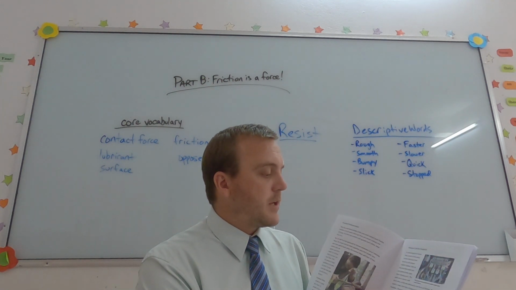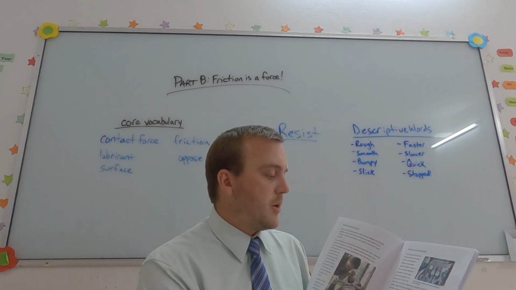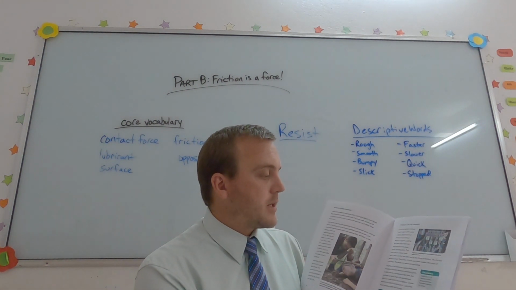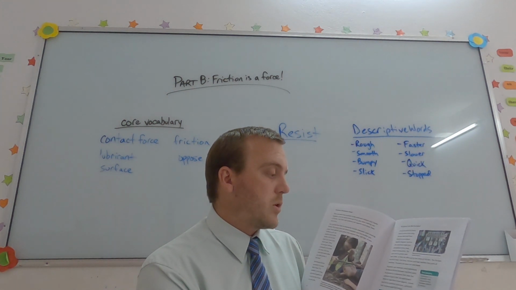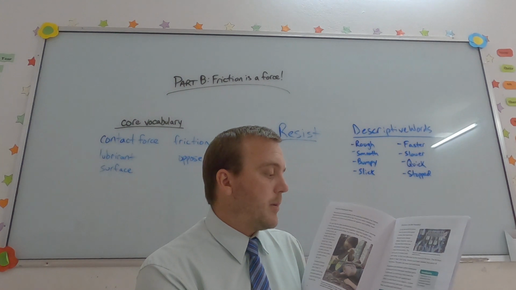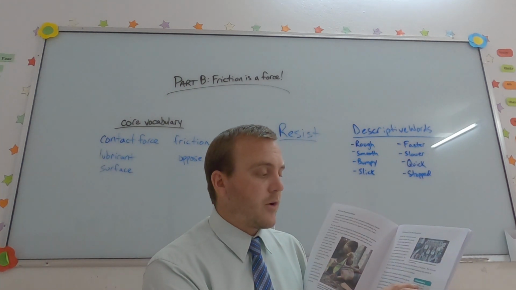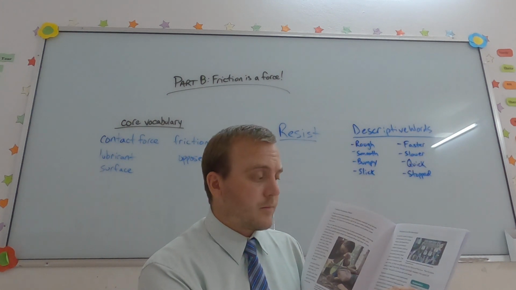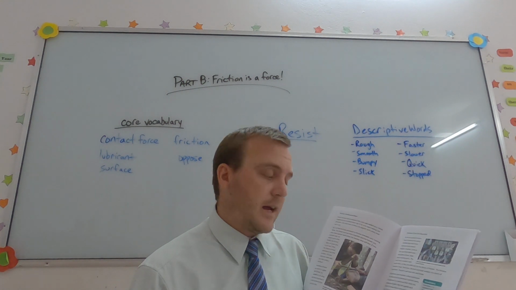So, engineers use materials called lubricants, like oil, to reduce friction between machine parts. A lubricant is a substance that coats the surfaces of parts that rub against each other to make them more slippery. Grease and oil are common lubricants. Lubricants help machine parts last longer. So, vocabulary: lubricant, noun, a substance that reduces friction between objects in contact.